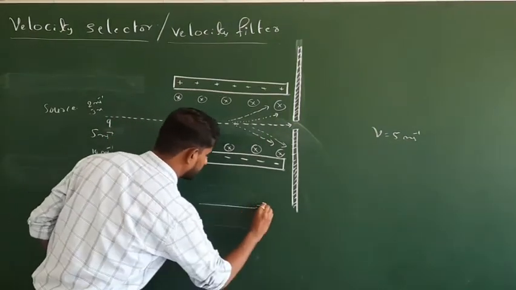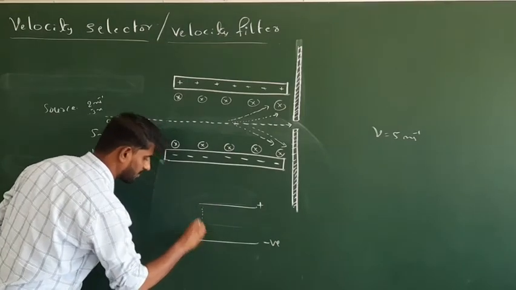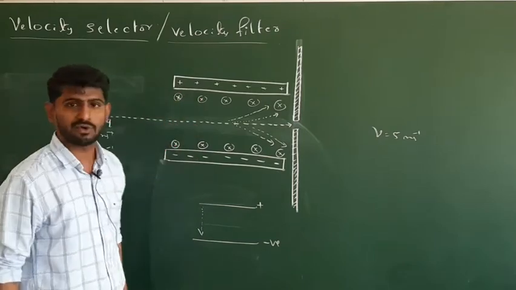This is positive and this is negative. So the electric field is in this direction, positive to negative. In our diagram the electric field is in the downward direction.